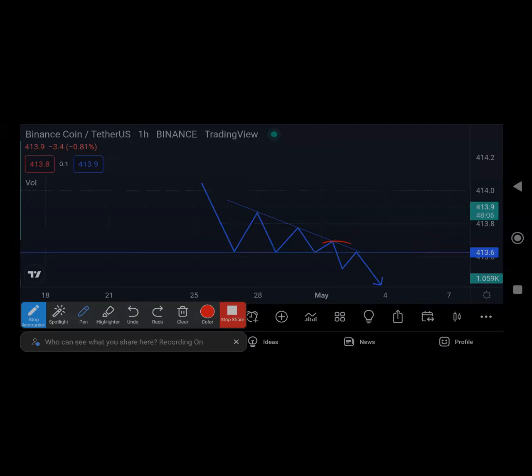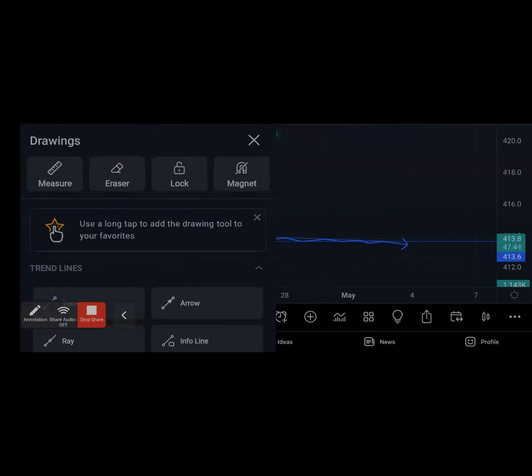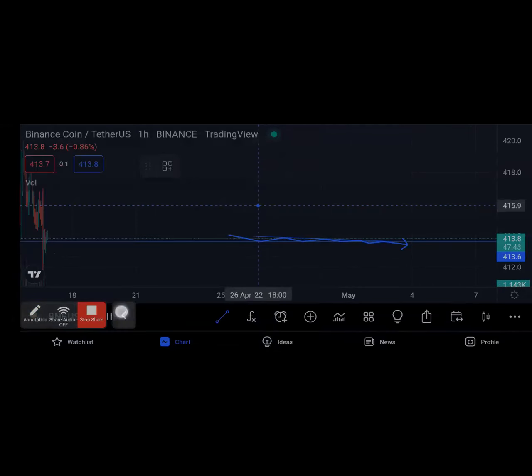All right. So I've shown you how you can make entry on a descending triangle. Let's talk about how you can take your profit. You can take your profit by measuring the distance between the first low towards the resistance. So what do I mean? Practically, this is what I mean.